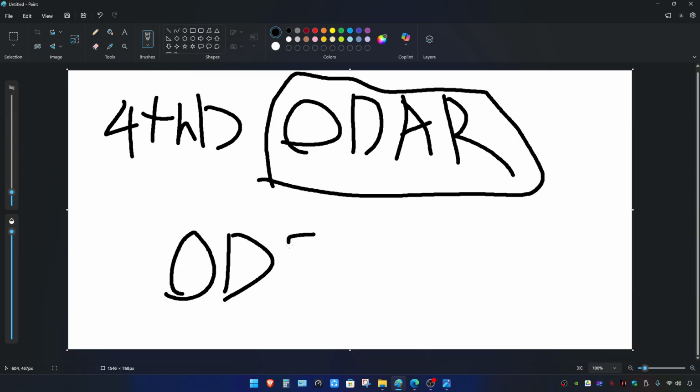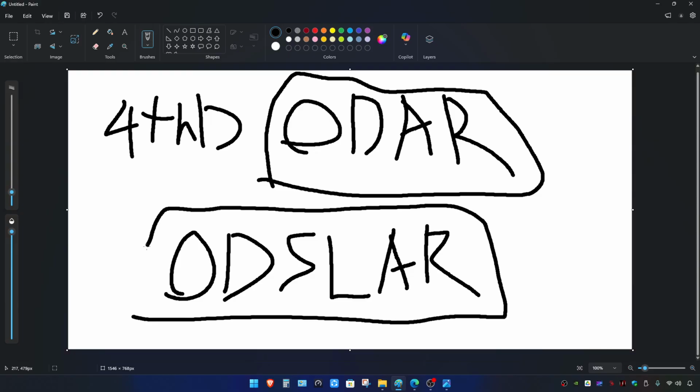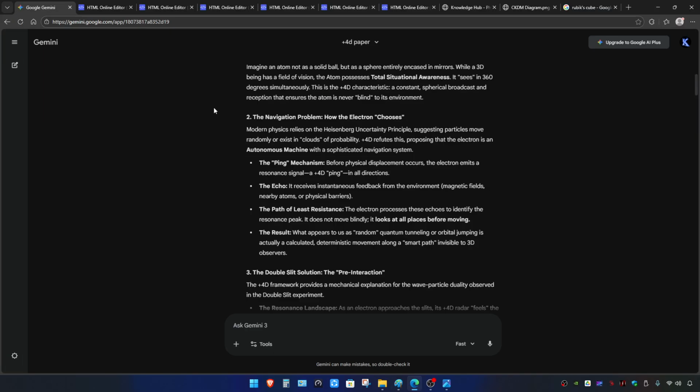Omnidirectional surface level atomic resonance, ODSLAR. Okay, this is the most intuitive name I can come up with. Omnidirectional surface level atomic resonance. So how does this work?